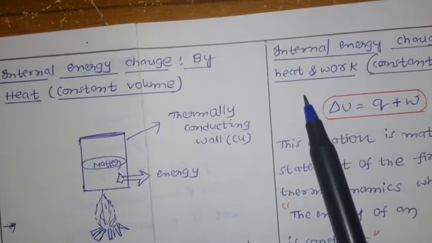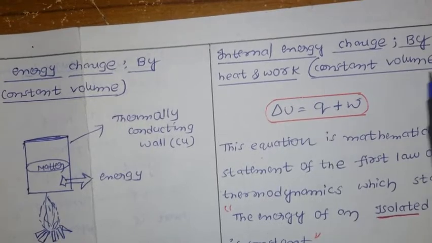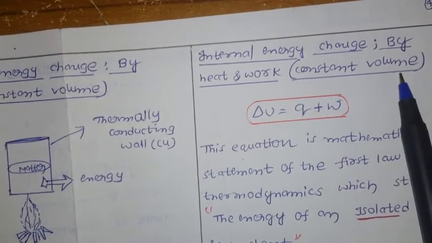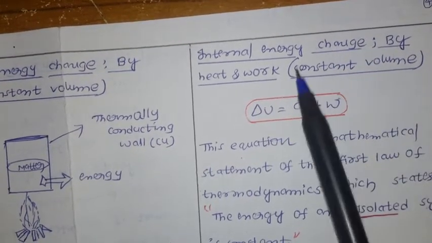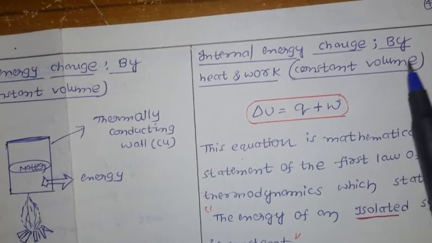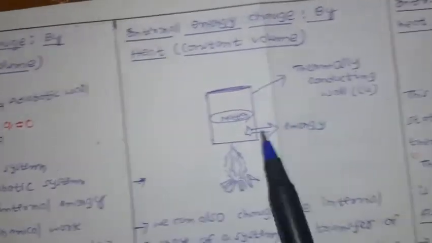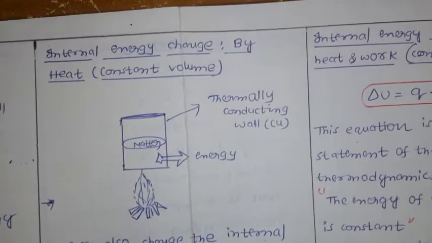Internal energy changes by heat and work together. That is also a constant value. So you are going to measure the heat at constant volume. Constant volume indicates what? Internal energy. So in these three ways I am going to change the internal energy.